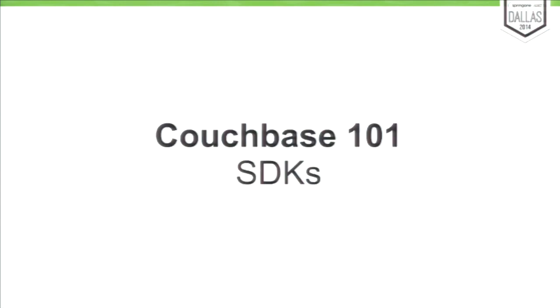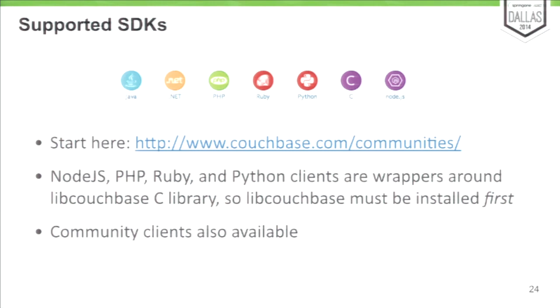Talking about SDKs very briefly, we have a good range of officially supported SDKs. Of course, there is the Java one, but we also provide one for .NET. Then there is a C library called libcouchbase, and on top of libcouchbase we have different bindings for PHP, Ruby, Python, and also Node.js. You're free to use all of those, which makes it very nice if you have a variety of languages in your environment. You can use all of them at the same time.